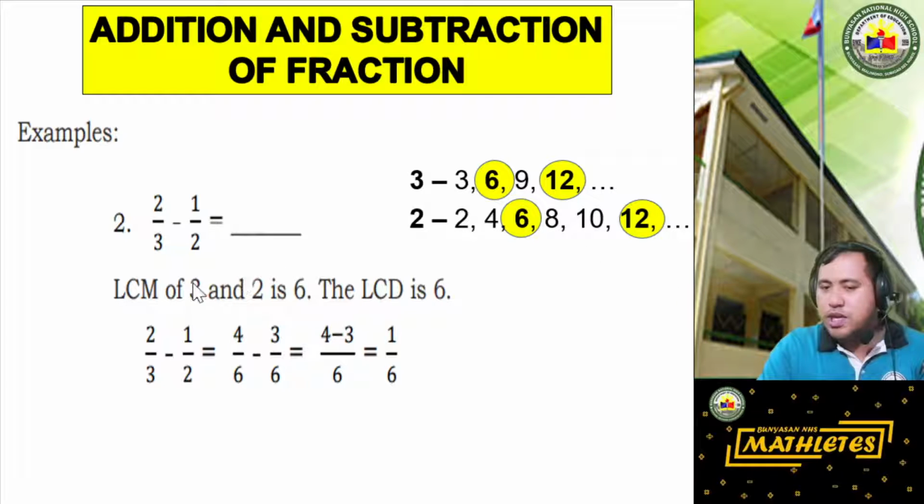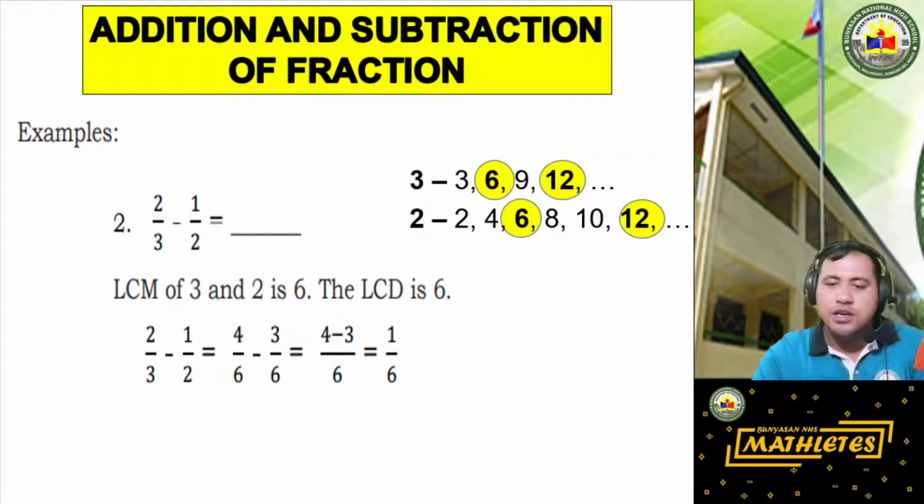Pero yung kukunin natin is yung pinakamaliit. So 6 and 12, ang mas maliit ay 6. So yun ang kukunin natin or yun ang gagamitin natin. The LCM of 3 and 2 is 6. Therefore, the LCD is 6. Yun, kung paano kinuha yung LCD.